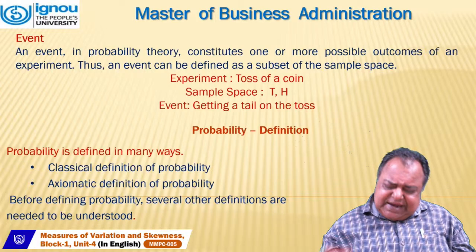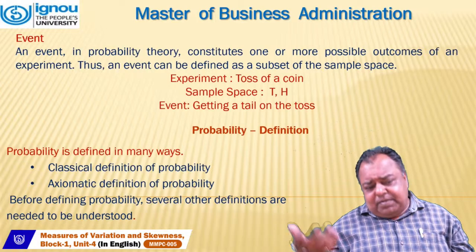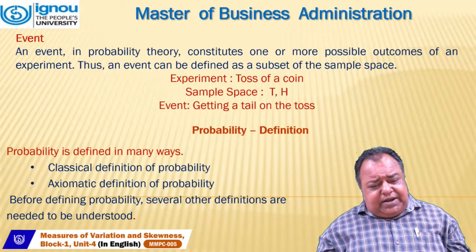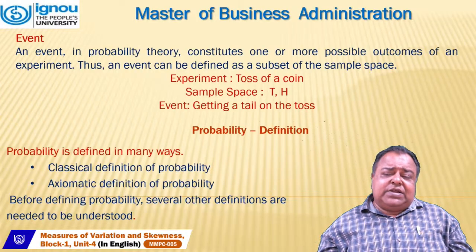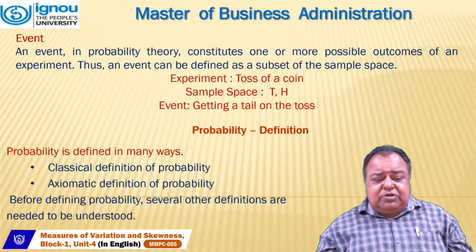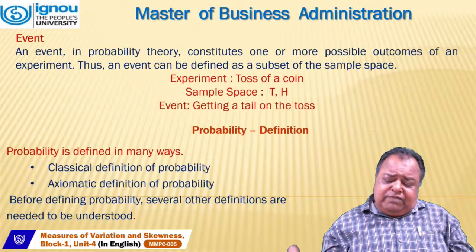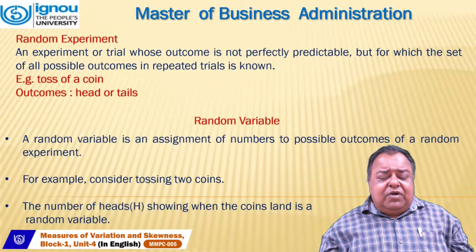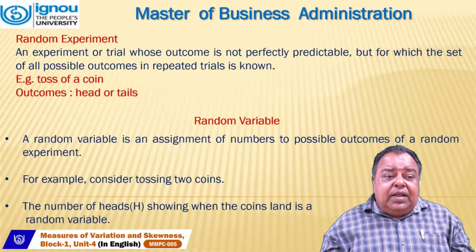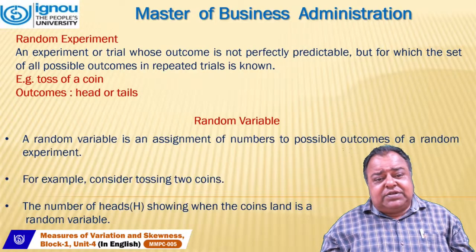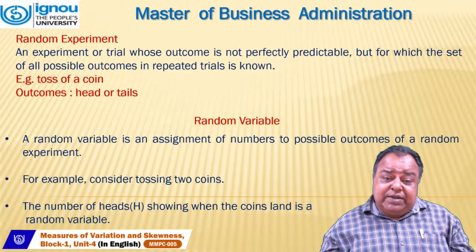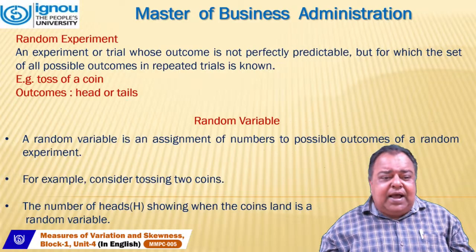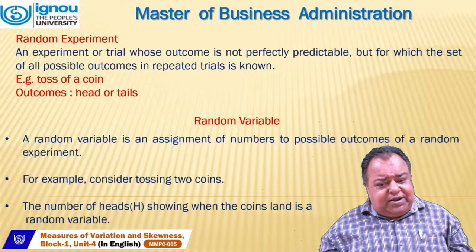What is the exact definition of probability? Probability can be defined in two ways. The first one is the classical definition of probability, and the second one is the axiomatic definition of probability. Before defining probability, several other definitions need to be understood. What is a random experiment? An experiment or trial whose outcome is not perfectly predicted, but for which the set of all possible outcomes is known and can be repeated. The trial is the toss of a coin, and the outcome will be either a head or a tail.